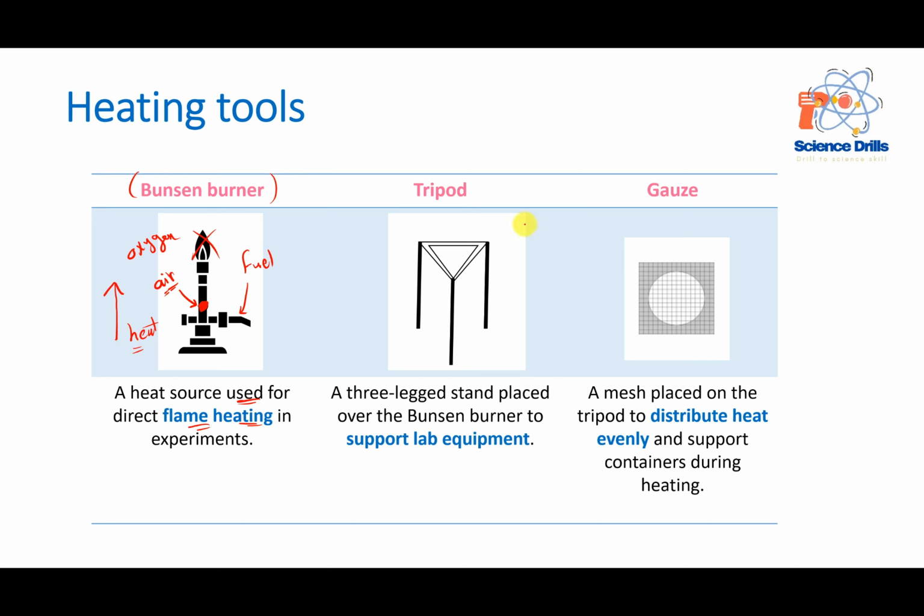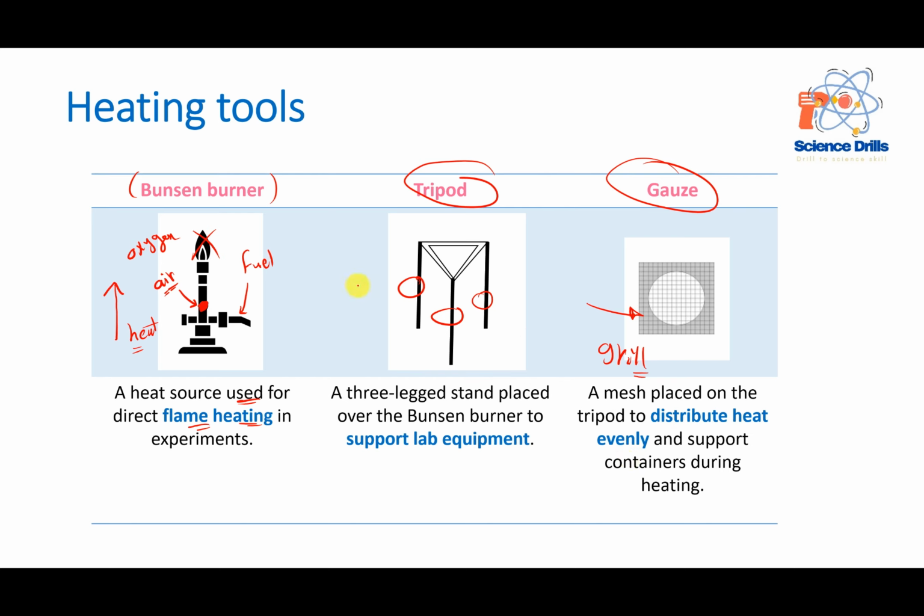Then the tripod and gauze, they work together to create a stable setup for heating substances. As you can see here, the tripod is a stand with 3 legs. And here this is the mesh, or we can say the gauze. It's like the grill, as you know the grill provides an even distribution of heat. So same here, it distributes the heat evenly in the container.